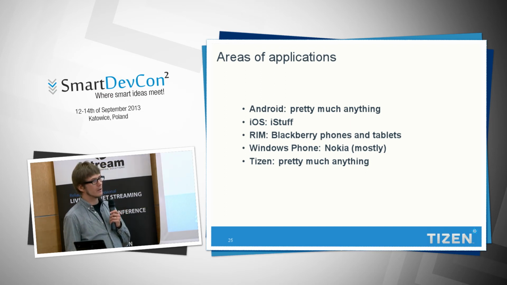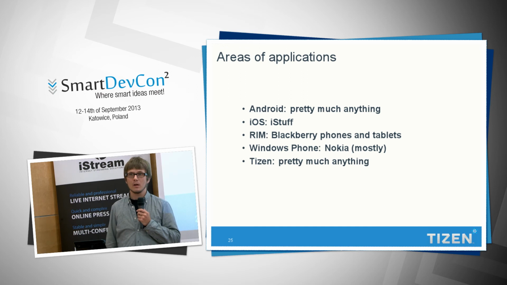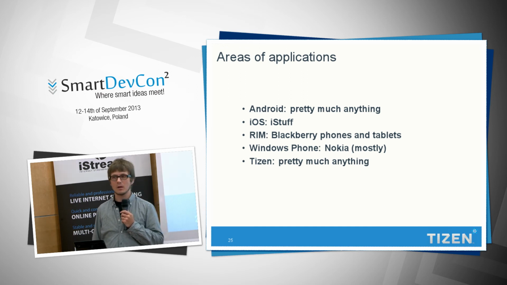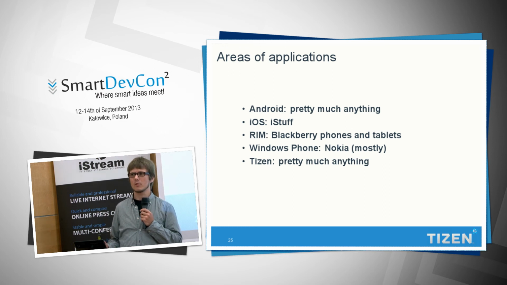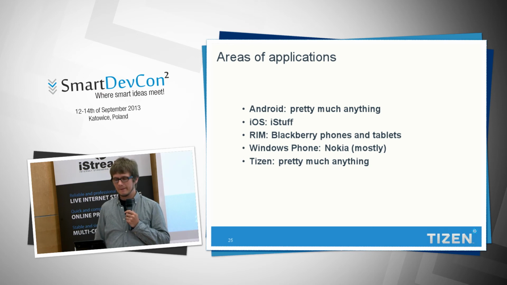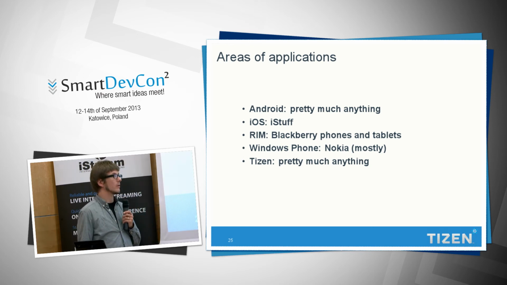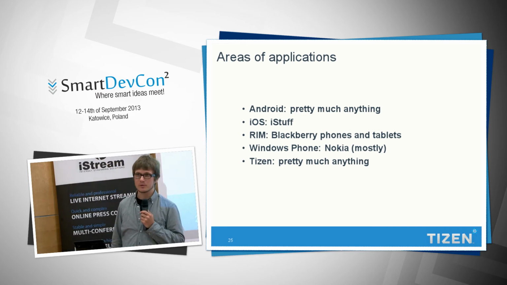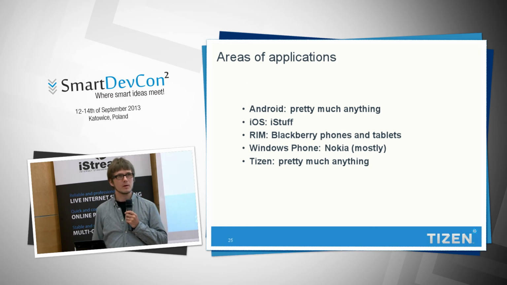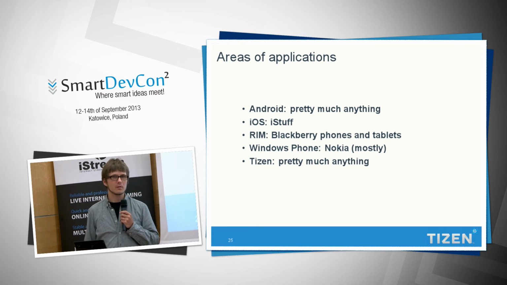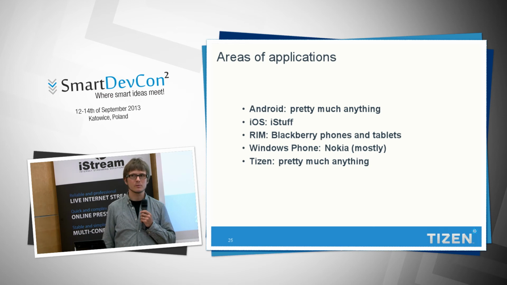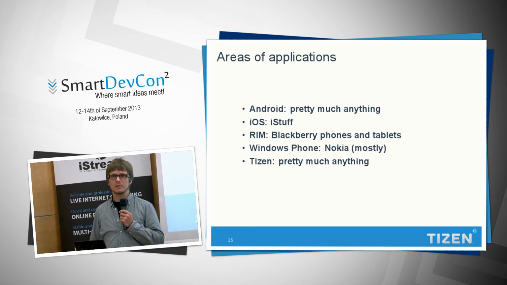iOS runs on iStuff, and not every iStuff. I mean iPhones, iPads, newer iPods, but I think not the smallest one. Correct me if I'm wrong. No, I think I'm not wrong. BlackBerry runs on BlackBerry phones and tablets. Windows Phone mostly on Nokia devices. Last time I checked, it was like 80% of devices running Windows Phone were Nokia devices, and after the Nokia acquisition, I think less and less manufacturers will decide to license Windows Phone for their devices.